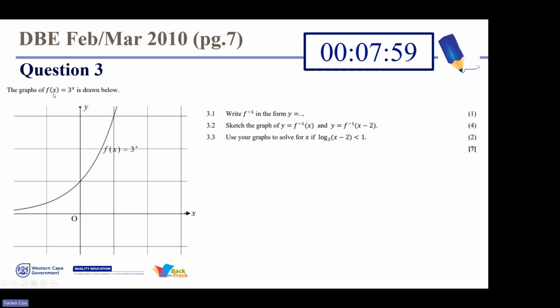They've given you the equation y, f of x, is equal to 3 to the power of x, which is the exponential graph. I'm going to give you 8 minutes to complete this one. Thank you.